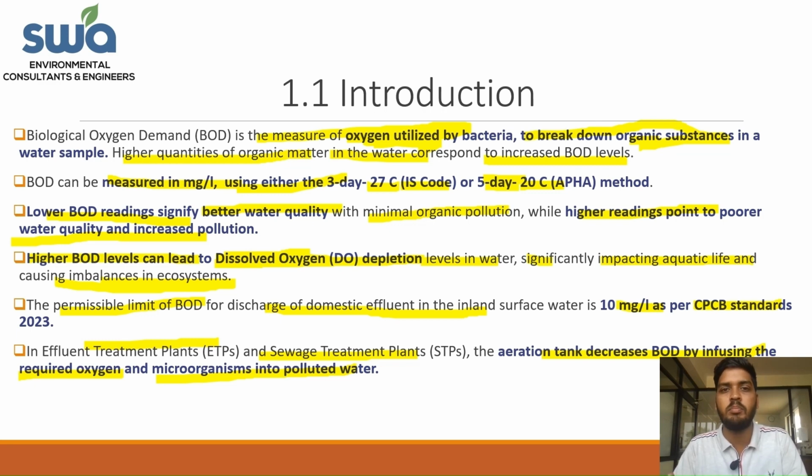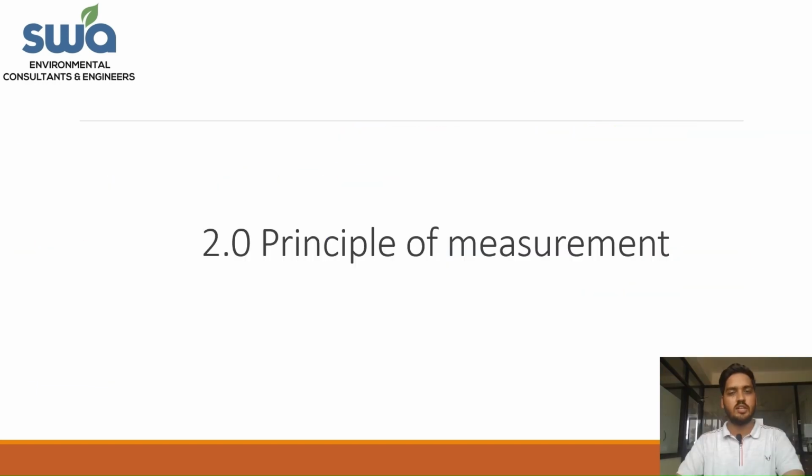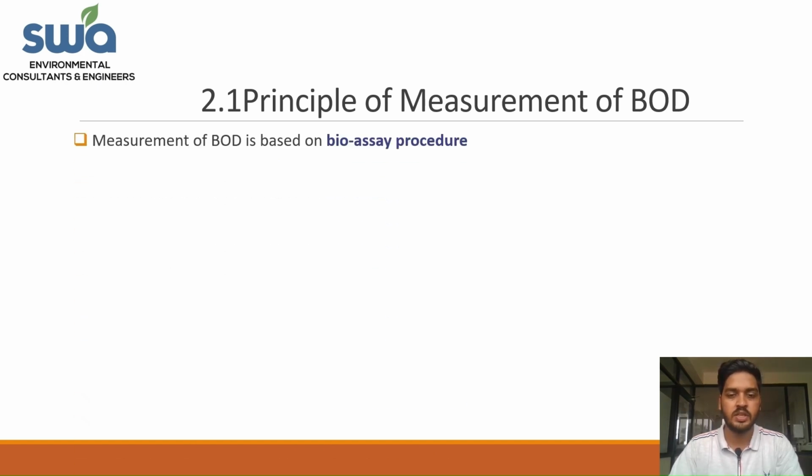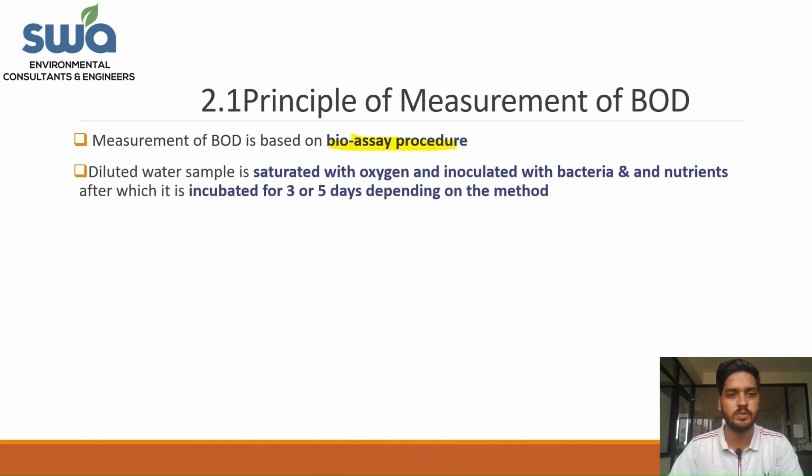Let's understand the principle of measurement for biological oxygen demand, and how we can measure it in a water sample. The procedure of measuring the biological oxygen demand is basically a bioassay process, because we are performing this procedure with the help of living microorganisms.